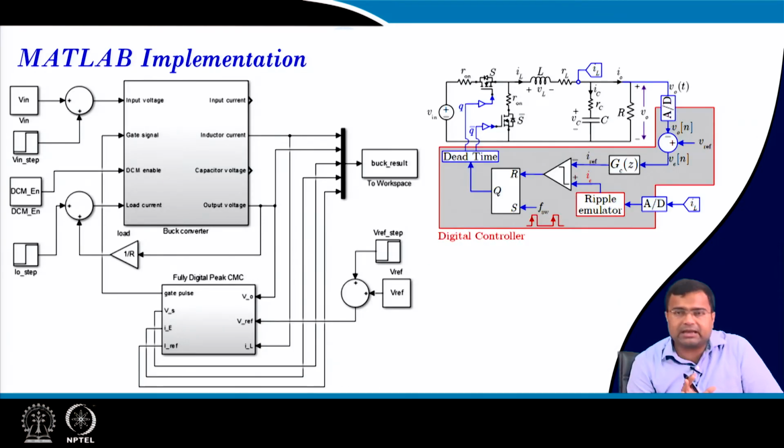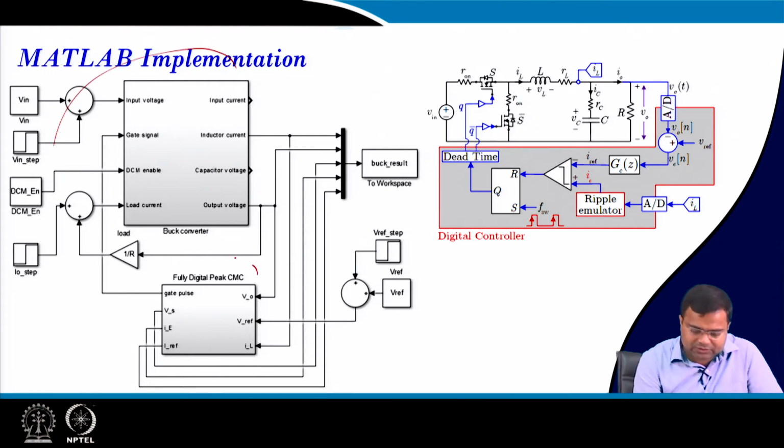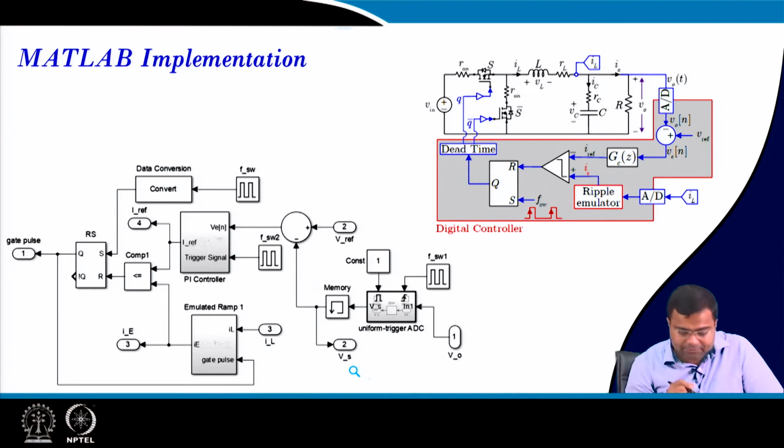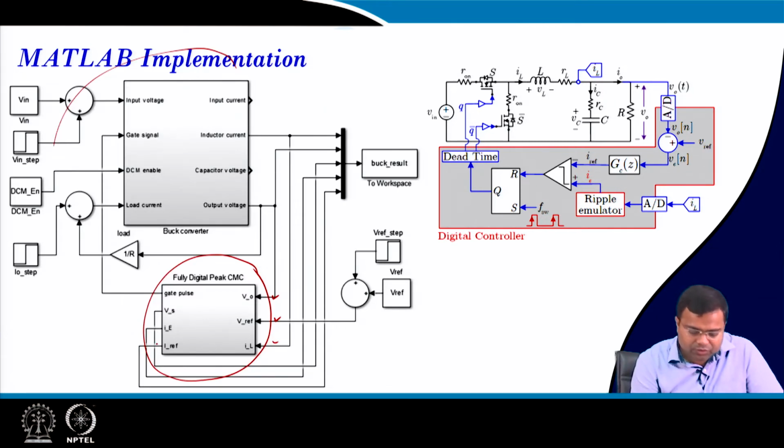So, this is a fully digital current mode control architecture, and we want to go inside the MATLAB block that I am going to consider. Everything else is the same, only this controller is different. Here again we are taking the output voltage, reference voltage and the inductor current. For simulation we want to check how the emulated ramp looks, how the reference current looks, and you can also see the sample voltage. So, all are captured into the workspace.